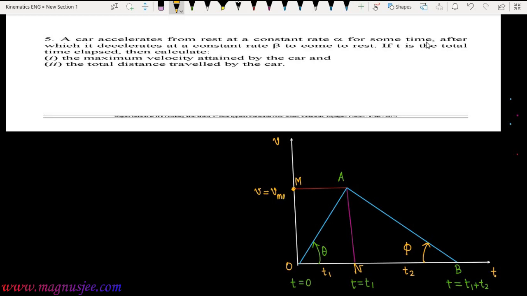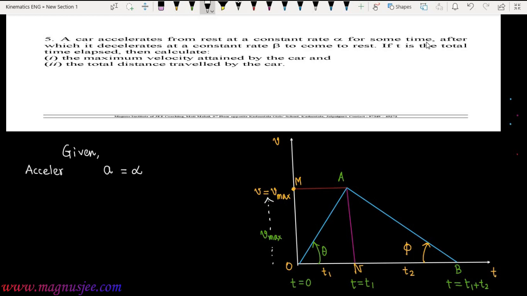Now at A, V equals Vmax, that means at the point A, the car will have the maximum speed, and the length of the straight line OM along the vertical velocity axis is Vmax. That means OM is equal to Vmax, the maximum velocity with which the car will be moving at the point A. OA is the Vt graph, a straight line when the velocity increases, and AB is the Vt graph, a straight line when the velocity of the car decreases.